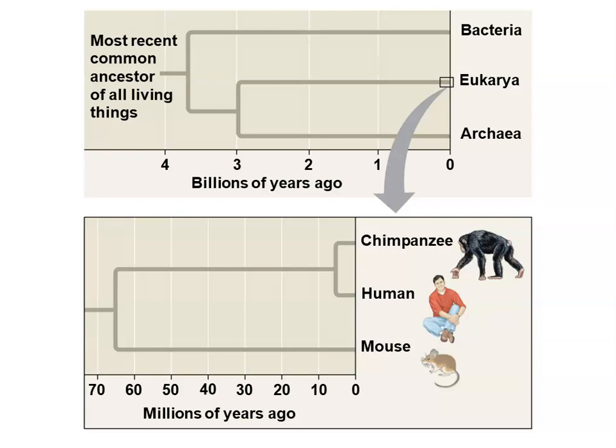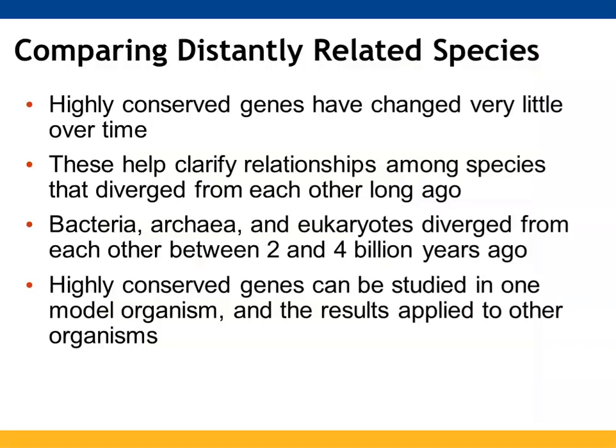So, there's a phylogenetic tree showing us the relationship between bacteria, eukarya, and archaea domains. And then we have one below that's looking at the relationships between mice and humans and chimpanzees. Highly conserved genes are going to change very little over time, and they do definitely help us better understand relationships between species that diverged much further in the past, such as with our bacteria and archaea and eukarya. And by looking at them in one organism, we can apply that to other organisms.